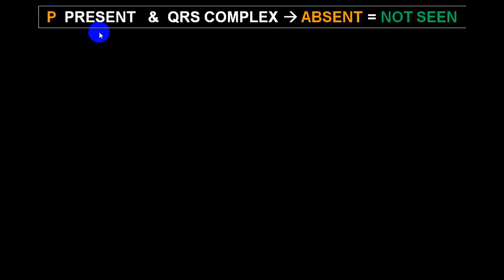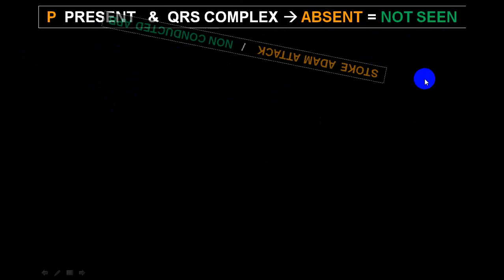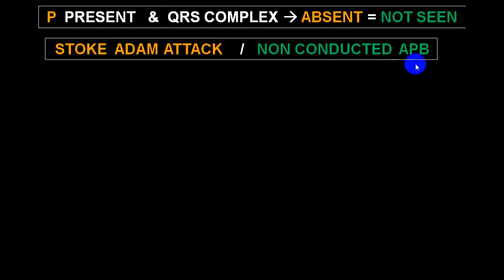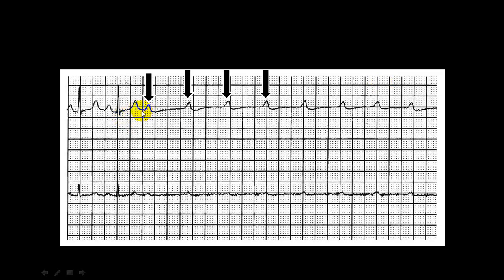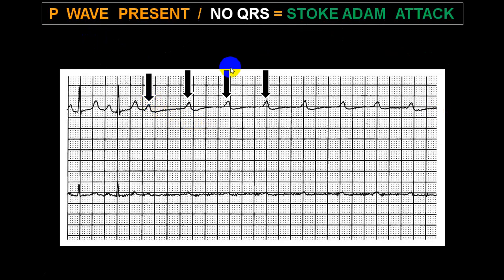Now we are coming to P wave present, QRS complex absent: Stokes-Adams attack, non-conducted PAC, Mobitz type 1, Mobitz type 2 AV block. You can see here a normal QRS complex preceded by a P wave. Here there are P waves but no QRS complex, no ventricular contraction, and no blood supply to the brain, so the person gets a syncopal attack, or sometimes even becomes unconscious and can get seizures. If this continues for a longer period, he can even have sudden cardiac death. This is the classical Stokes-Adams attack.